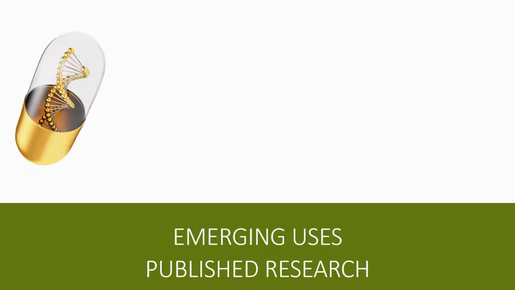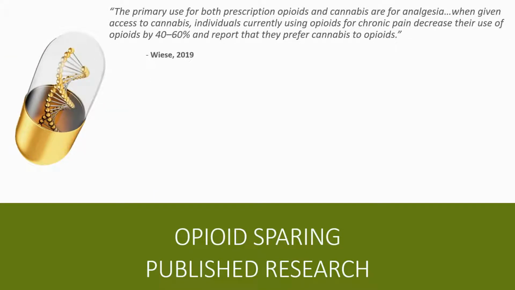One of the most promising areas of cannabis research includes opioid sparing. The primary use for both prescription opioids and cannabis are for analgesia. When given access to cannabis, individuals currently using opioids for chronic pain decrease their use of opioids by 40 to 60% and report that they prefer cannabis to opioids.